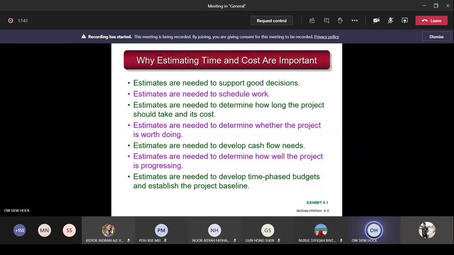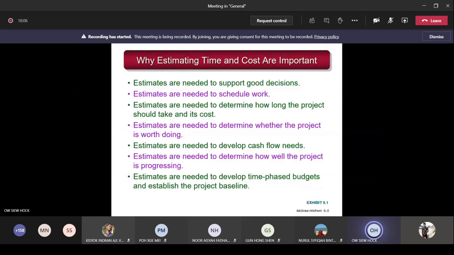If that amount is very huge, then you say, oh, this project is not worth taking, so you just abandon it, because it's going to be over cost and it costs the company a lot of money. You should not go and do this project. But if this project is something very good and the total cost is reasonable, then you will proceed, because it helps in the long run for the company's profit.